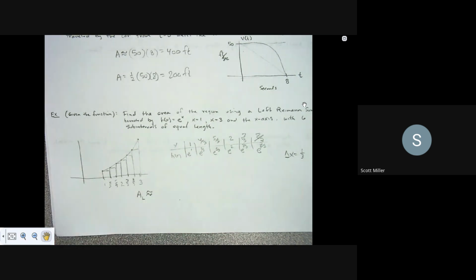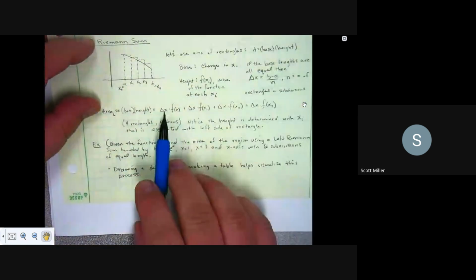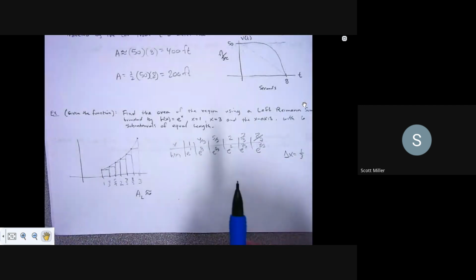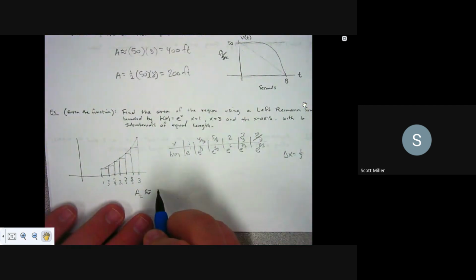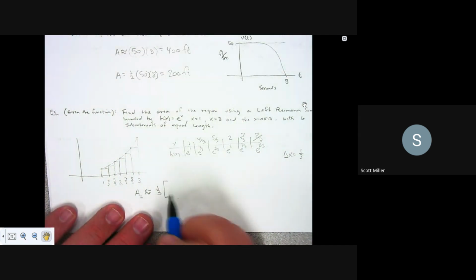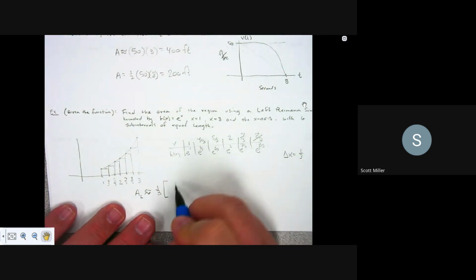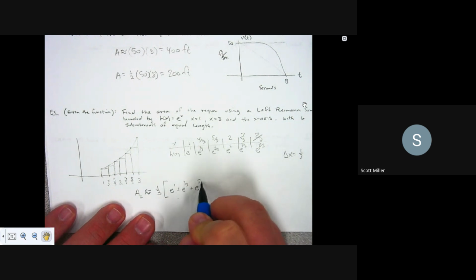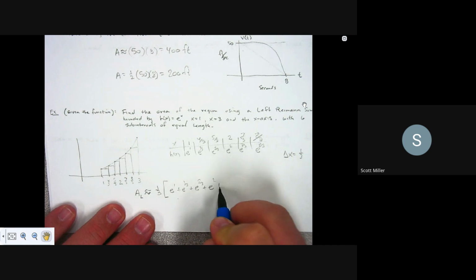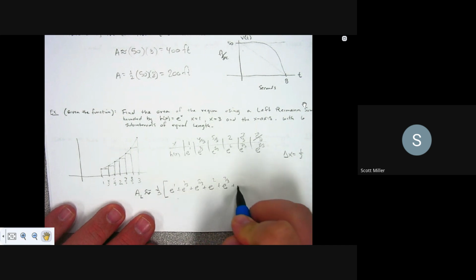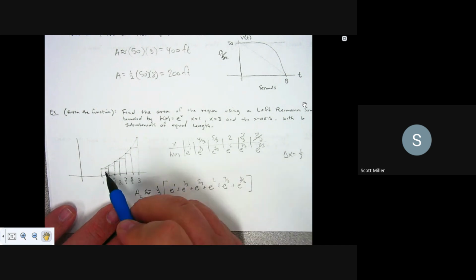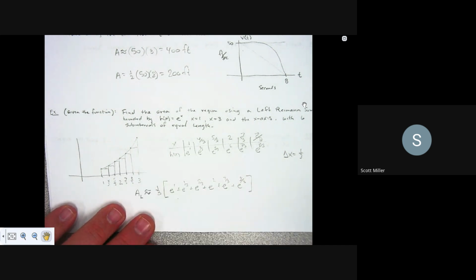Take a look over here. See how they all had the delta x in it? So I can factor that out and bring it to the front. So then this is going to be 1/3 times, and then all of these heights. So it'll be e to the 1, e to the 4/3, e to the 5/3, e squared, e to the 7/3, e to the 8/3. And so that represents the area of all those rectangles added together. And that is your left Riemann sum.